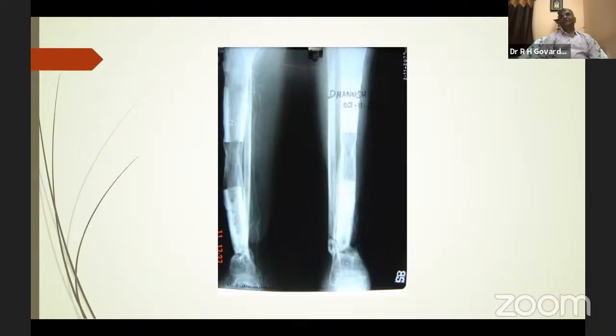Age is not a criterion. You can get regenerate in any age group. He was 60 plus and got a nice regenerate.